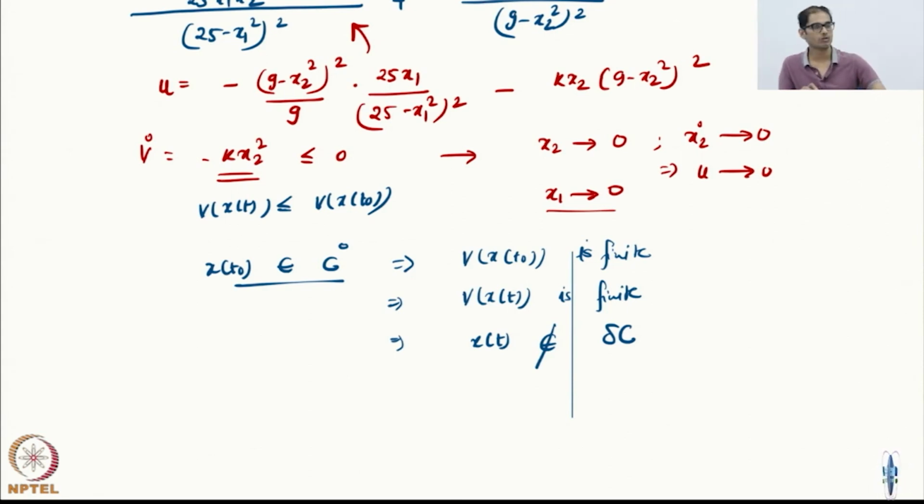Because you started at a finite value of v, and you proved that v dot is less than or equal to 0, therefore v always remains finite, and the only way for v to become infinite is if you are at the boundary. There is no question of going beyond.